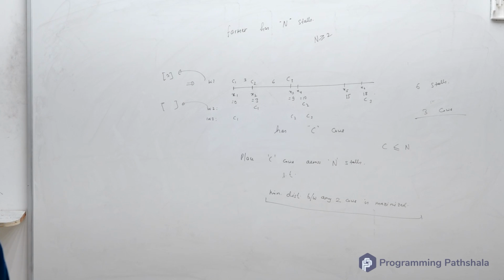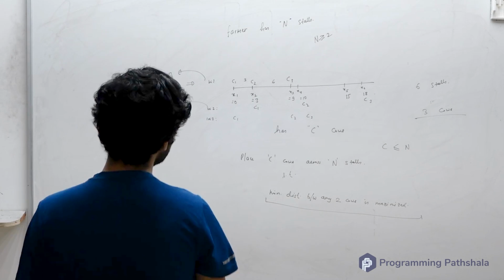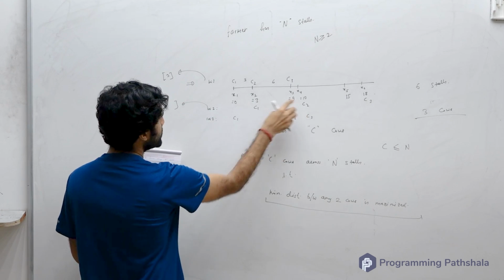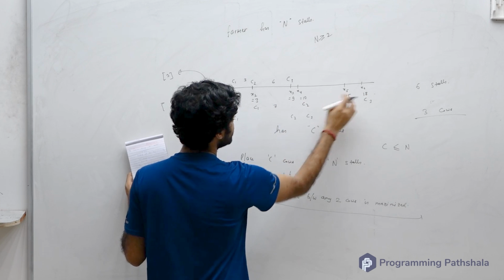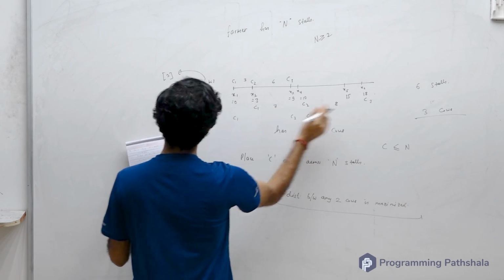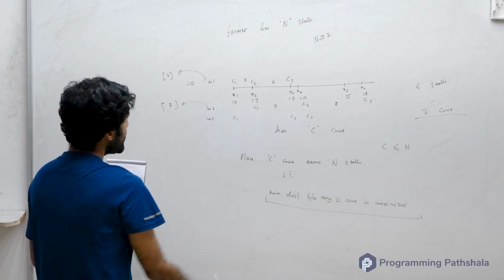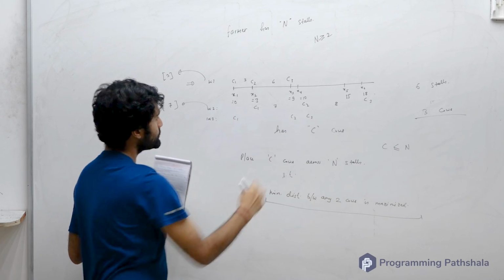It will be 7, right? And what is that? That is the distance between cow 1 and cow 2. 10 minus 3 is 7, which is the distance between them, and between these two the distance is 18 minus 10, which is 8. The minimum of them is 7. And what will be the answer in this case?